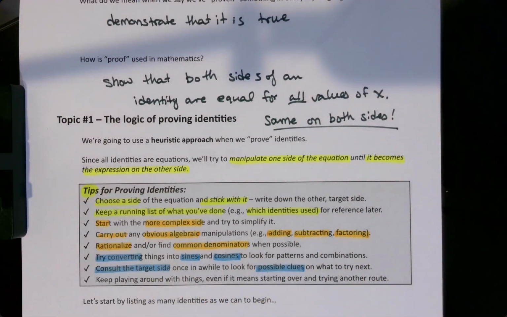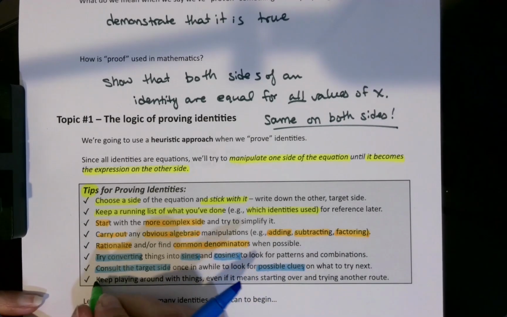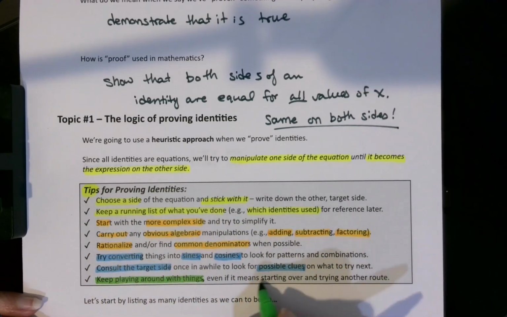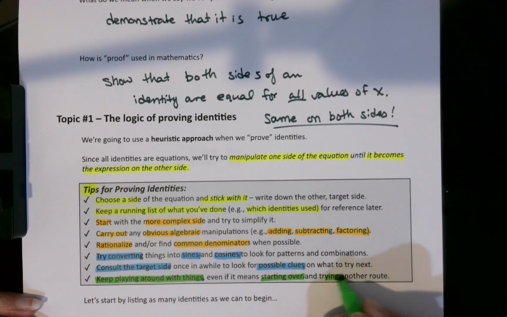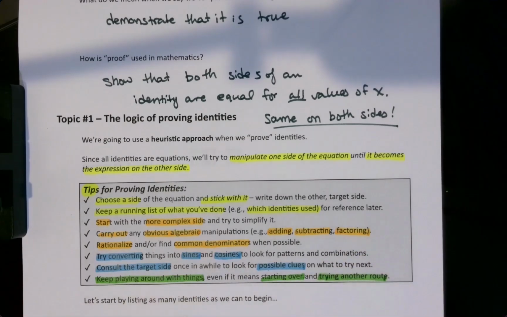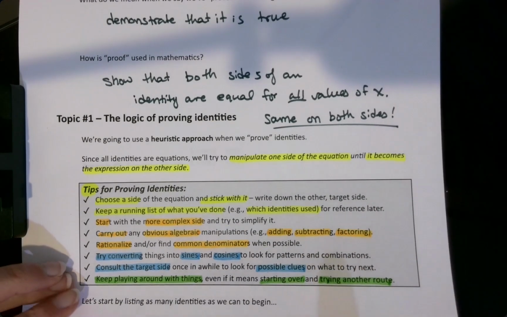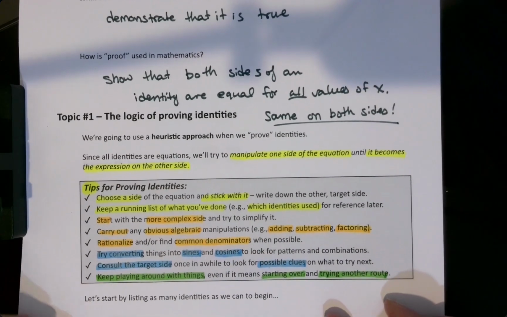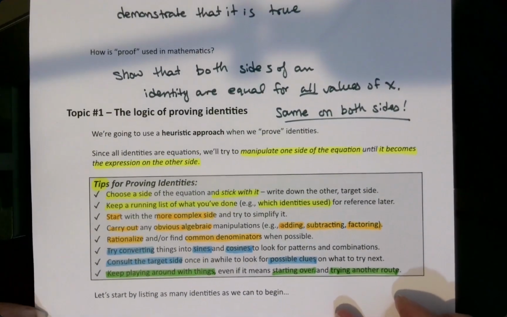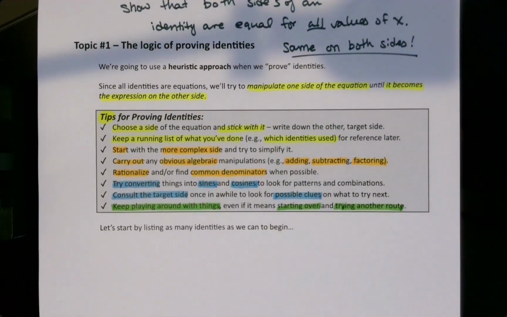And just keep trying. Keep playing around with things, even if it means starting over and trying another route. You may have to do that if your path is not leading you in the direction you were hoping it would. All right. My next piece, it says, let's start by listing as many identities as we can to begin.